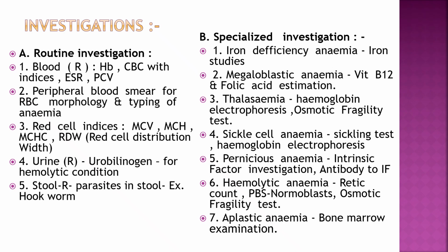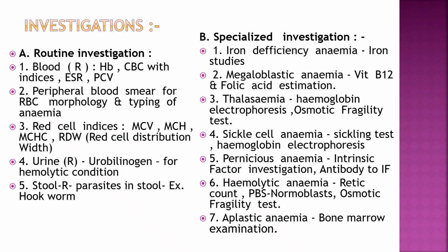Then specialized investigations for typing of anemia. Iron profile for iron deficiency anemia; for thalassemia, hemoglobin electrophoresis, osmotic fragility test, fetal hemoglobin test. For sickle cell anemia, sickling test and hemoglobin electrophoresis. For megaloblastic anemia, vitamin B12 and serum folic acid estimation. For pernicious anemia, vitamin B12, folic acid and intrinsic factor investigation.